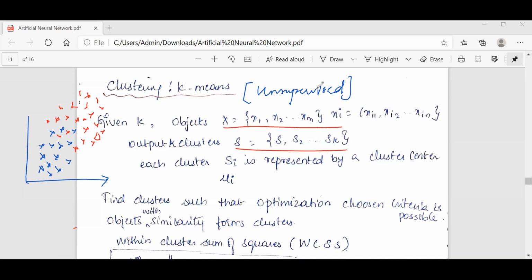Okay, how does it do? I will let you know. But basically what it does is, the first thing is identifying these k clusters.